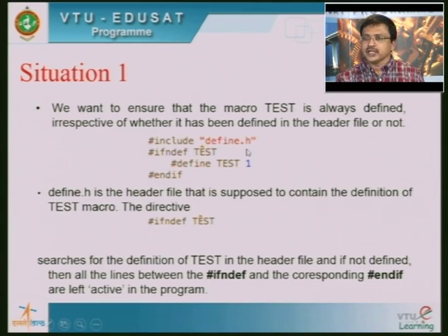So, hash include define.h. I do not know whether test is defined in define.h or not. I can test that by saying ifndef, if not defined test, define test1. This is what I want to define, and then endif. So, what happens? The preprocessor knows whether test is defined or not. If it is defined, it will not process this. If it is not defined, it will process this. So, the programmer is ensuring that test is defined. define.h is the header file that is supposed to contain the definition of test, so this will test that condition. I hope you have understood this clearly.